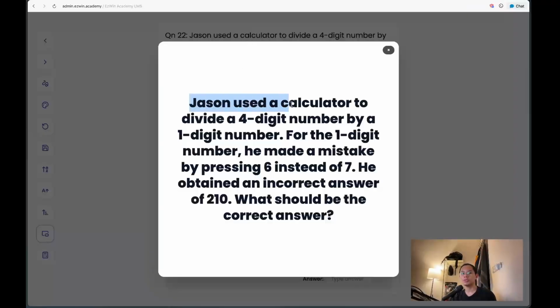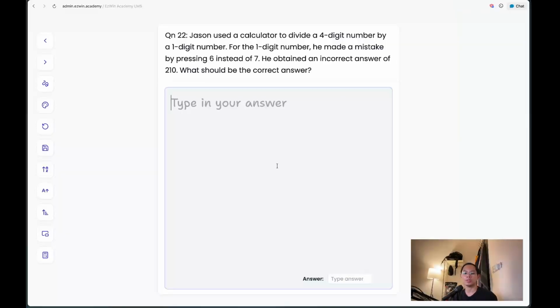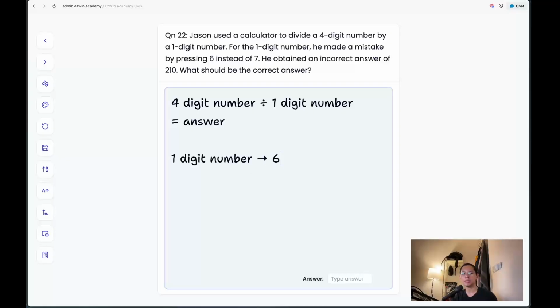Question 22. Jason used a calculator to divide a 4-digit number by a 1-digit number. For the 1-digit number, he made a mistake by pressing 6 instead of 7. He obtained an incorrect answer of 210. What should be the correct answer? So the 4-digit number is divided by a 1-digit number. So we know the 1-digit number is equal to 6, and the answer is equal to 210.